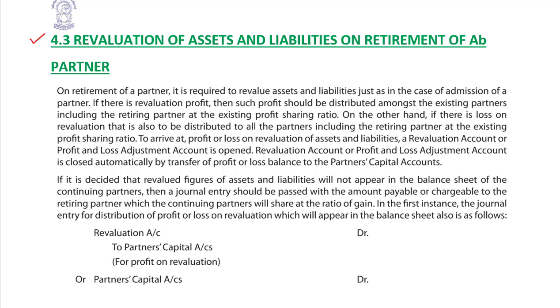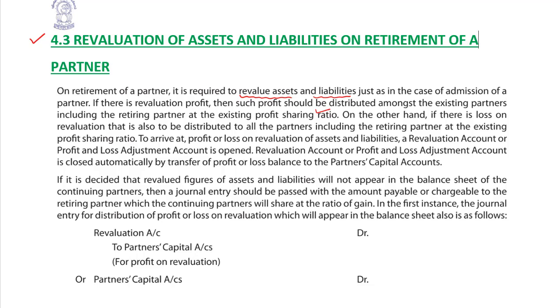Revaluation of assets and liabilities on retirement of a partner. On retirement of a partner, it is required to revalue assets and liabilities, just as in the case of admission of a partner. If there is revaluation profit, then such profit should be distributed amongst the existing partners, including the retiring partner, at the existing profit sharing ratio, that is the old profit sharing ratio. On the other hand, if there is loss on the revaluation, that is also to be distributed to all the partners including the retiring partner at the existing profit sharing ratio.